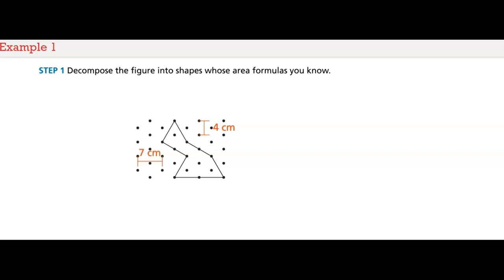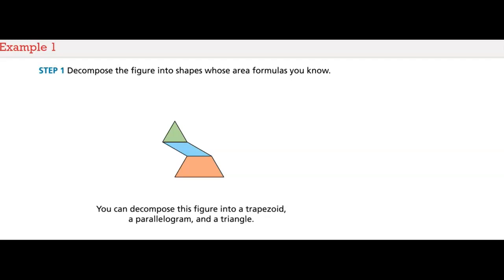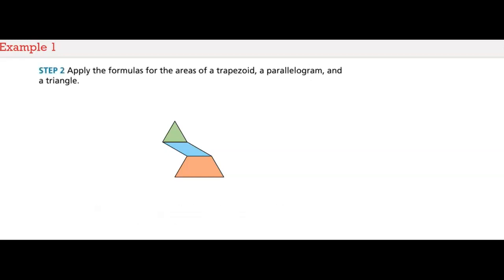Step 1. Decompose the figure into shapes whose area formulas you know. You can decompose this figure into a trapezoid, a parallelogram, and a triangle. Step 2. Apply the formulas for the areas of a trapezoid, a parallelogram, and a triangle.